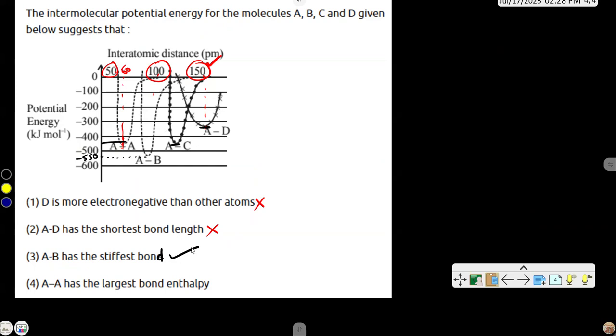AA bond has got larger bond enthalpy. That is also not correct. Whichever bond is stronger, that bond will have larger bond enthalpy. So this is also not correct. So the option would be C. So this is how questions will be asked on the graph.